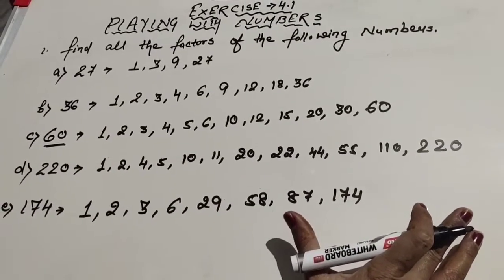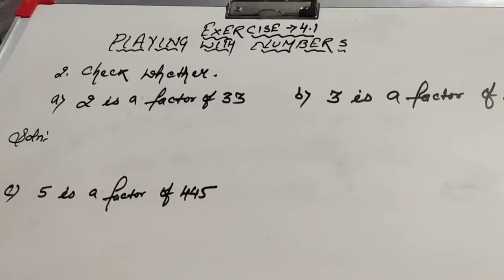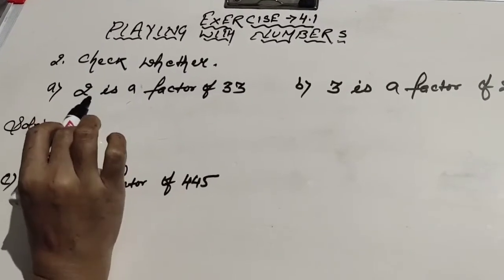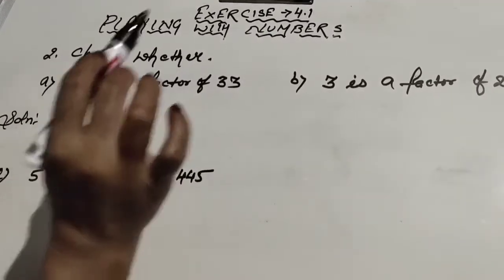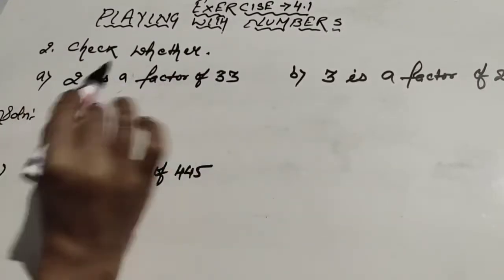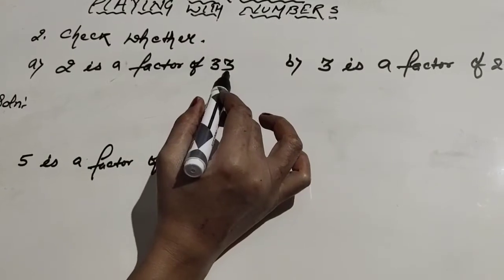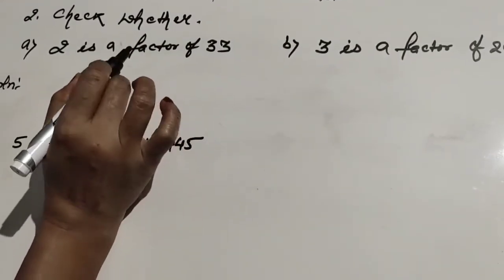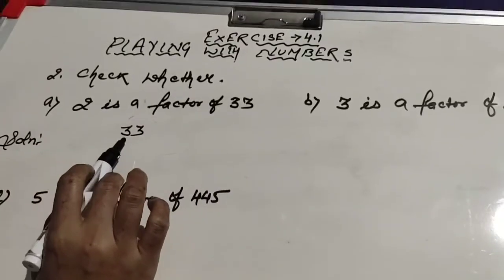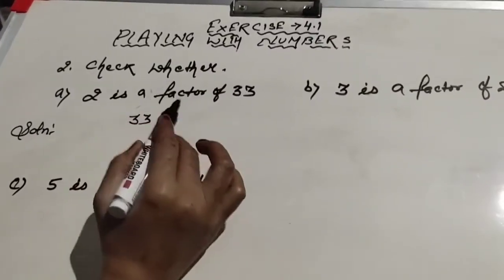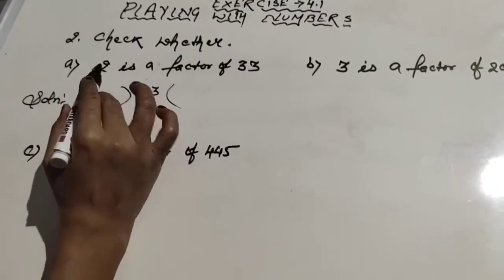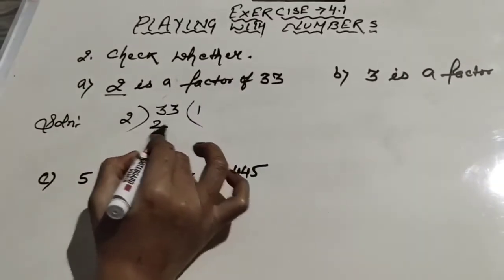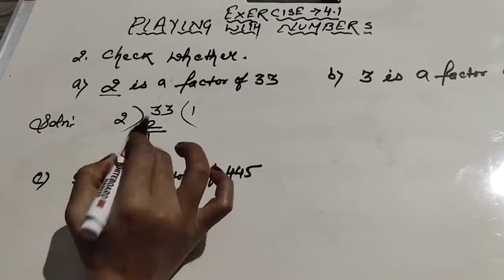Now the next question, question number 2: check whether 2 is a factor of 33. Is it possible? If you divide 33 by 2, definitely a remainder will come. For example, 33 is given here. If we divide by 2, 2 ones are 2. If you subtract, 1 will be the remainder.